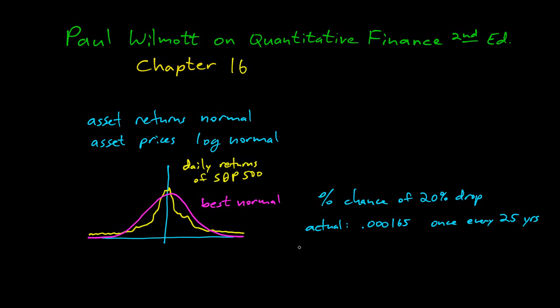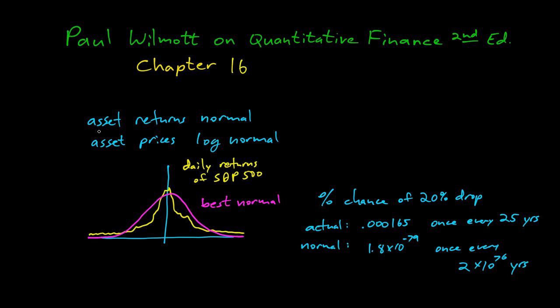If we ask the same question for the normal distribution we just did, the best fit normal, our chance is actually 1.8 times 10 to the negative 79. So this is a very, very, very small number. And that will only happen once every 2 times 10 to the 76 years.